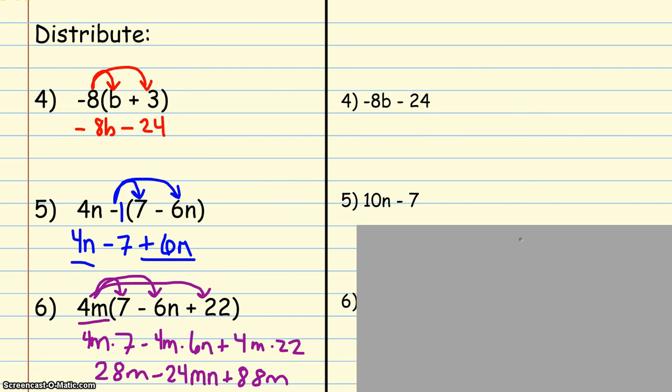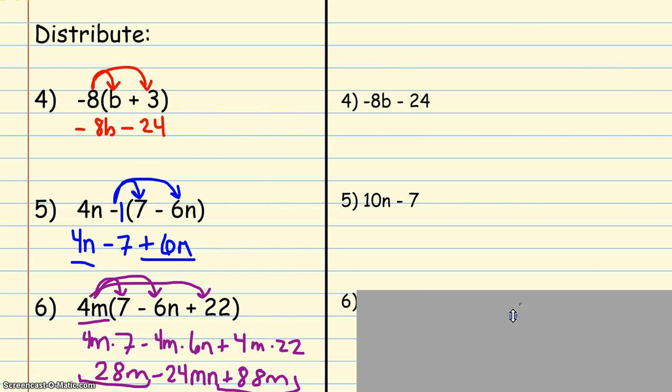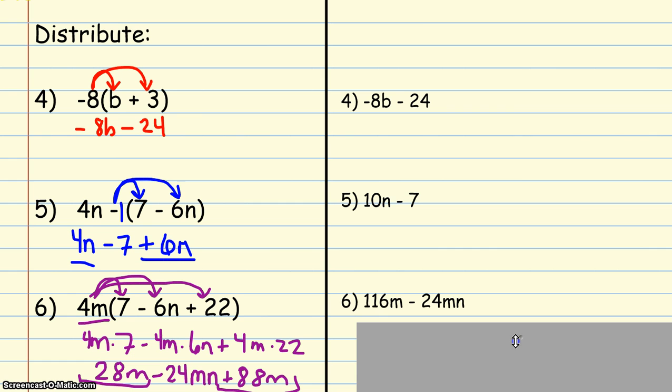We are almost done. We've got a couple like terms here. Hopefully you've caught them. We have plus 88m, and we have plus 28m. So 28m plus 88m, I believe, is 116. You can certainly double check me. So we have 116m minus 24mn. This mn is not a like term because it has the n.